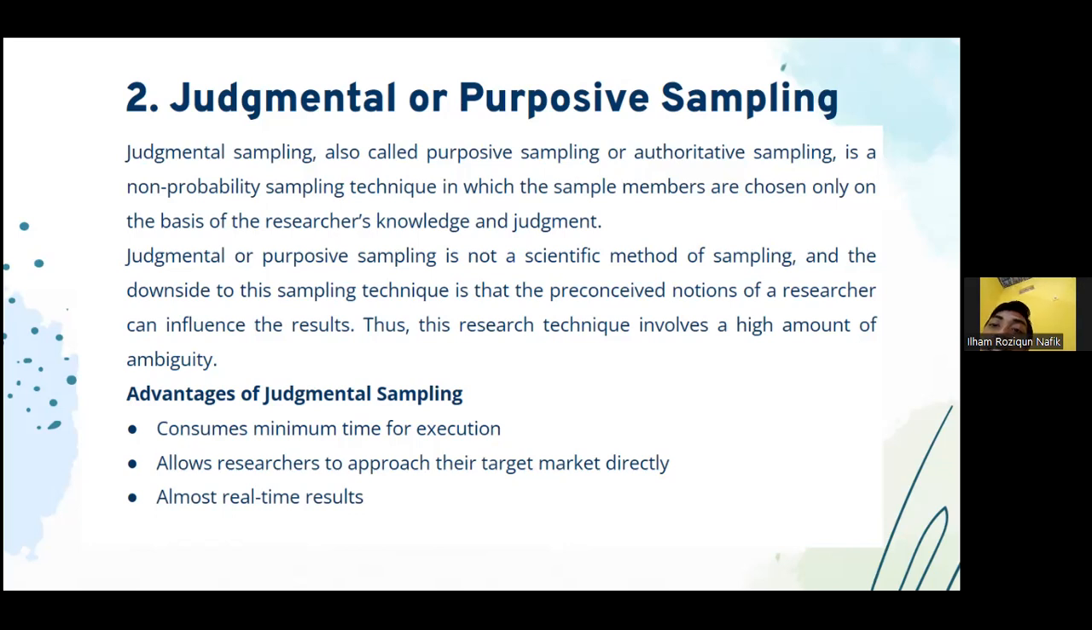The advantage of judgmental sampling: there is a constant minimum time for execution, and it allows researchers to approach their target market directly, with almost real-time results.